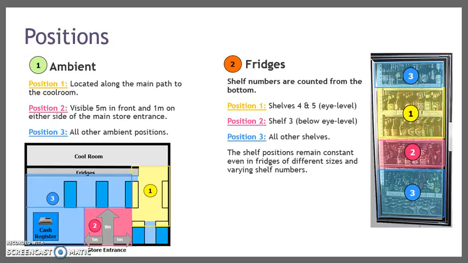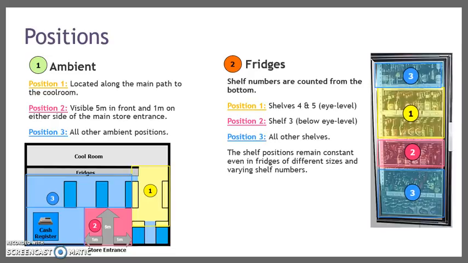Each section is broken into 3 positions, based on their visual impact to the customer. For the ambient section, position 1 is located along the direct path to the cool room. This path should be fairly obvious to you as you walk into the store. If there are 2 equally promoted paths to the cool room, both would be counted as position 1. Position 2 is the first position you will come across when entering the store. Products that are 5 meters ahead of, and 1 meter on either side of, the entrance are counted as position 2. Position 3 includes all remaining ambient areas, including the area around the cash register, any aisles, and secondary entrances.